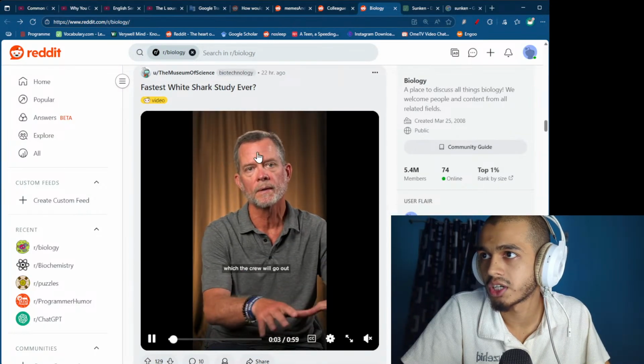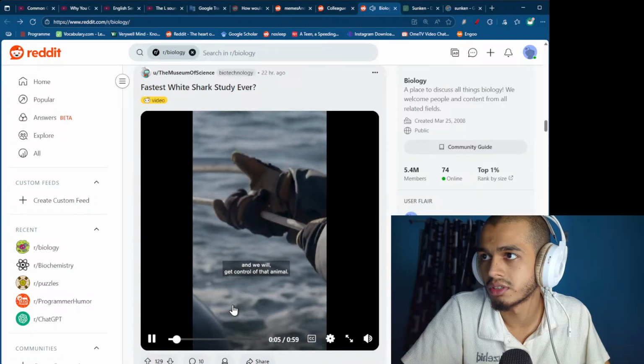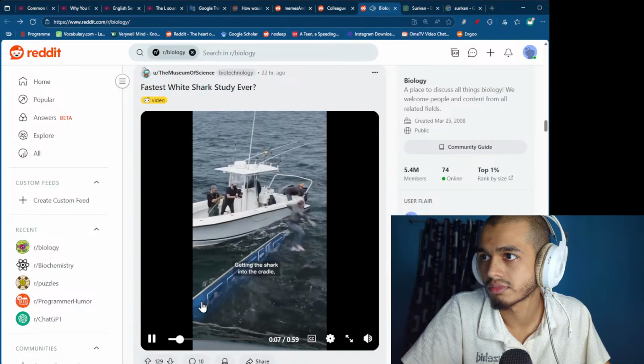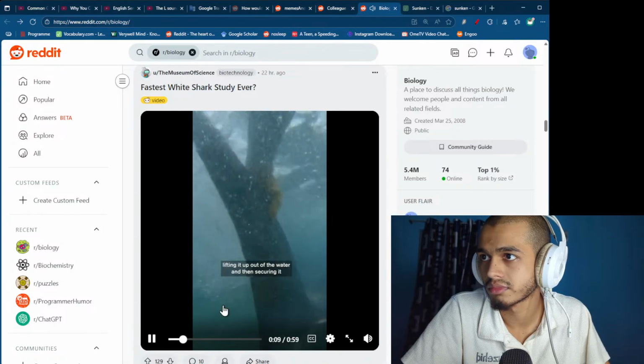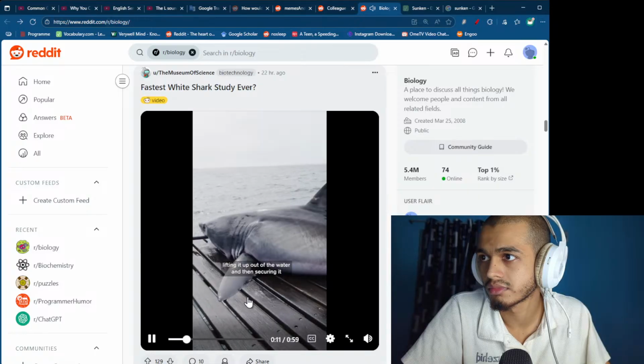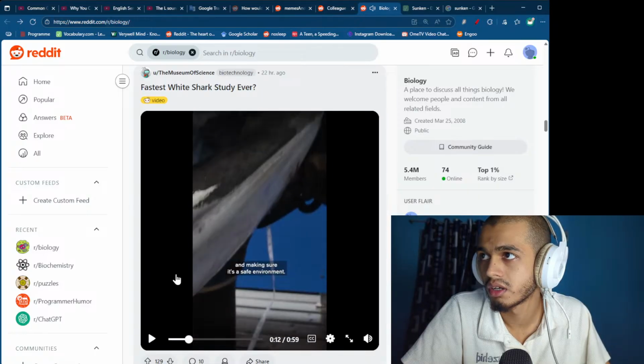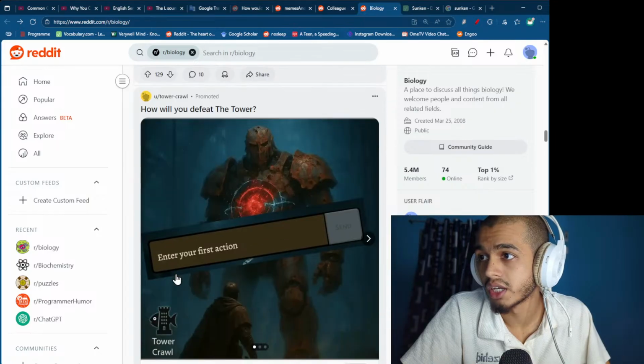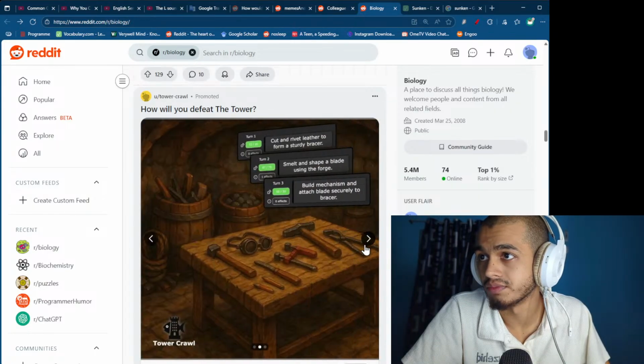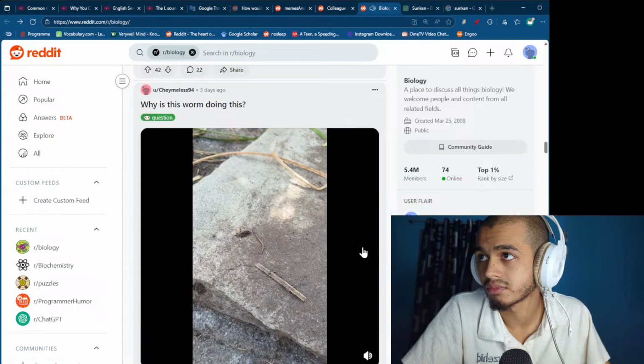Fastest white shark study ever. Get control of that animal. Getting the shark into the cradle, lifting it up out of the water, and then securing it and making sure it's the fastest white shark studied ever. Entire first action. Oh, sorry, promoted ads.